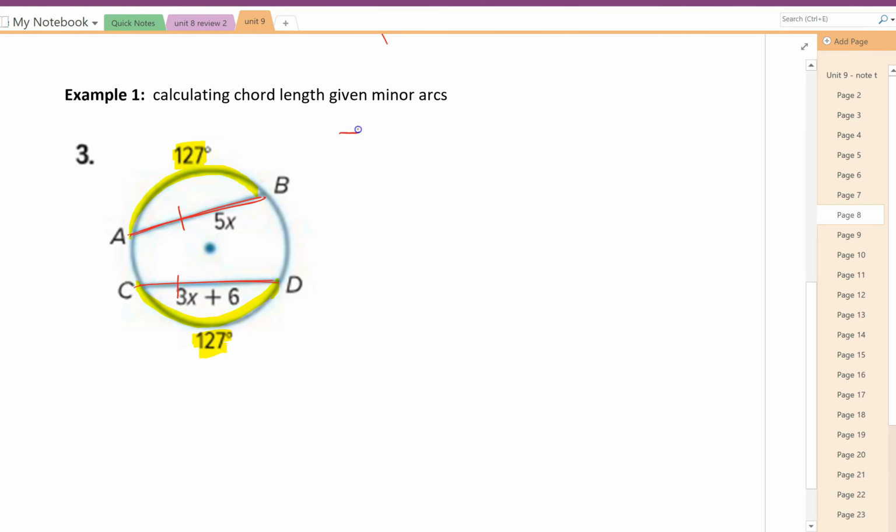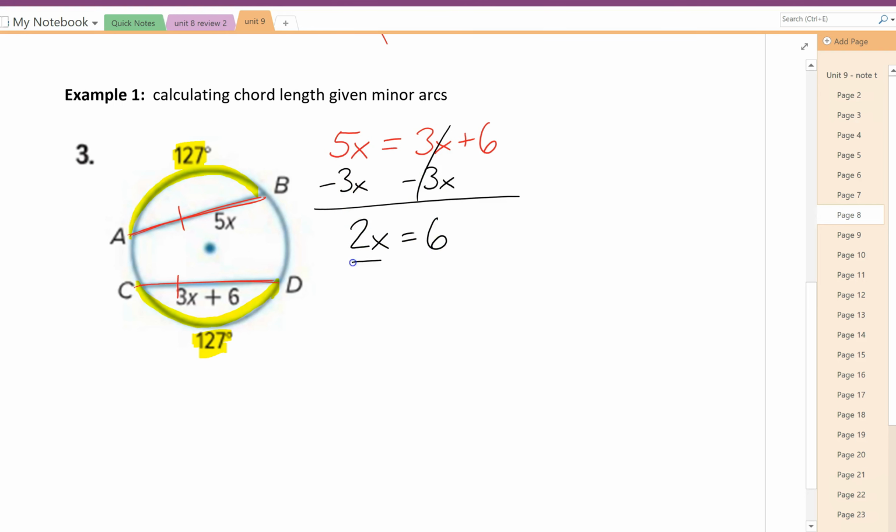What that means is that 5x, which is this one, is equal to 3x plus 6. And then I just solve it as I would solve any multi-step equation. I'm going to subtract 3x from both sides. Those go away. 5x minus 3x is 2x equals 6. Divide both sides by 2, and x would be equal to 3. So if I wanted to know the length of the chords, since I know they're the same, I would really only have to substitute in for one of them, right?